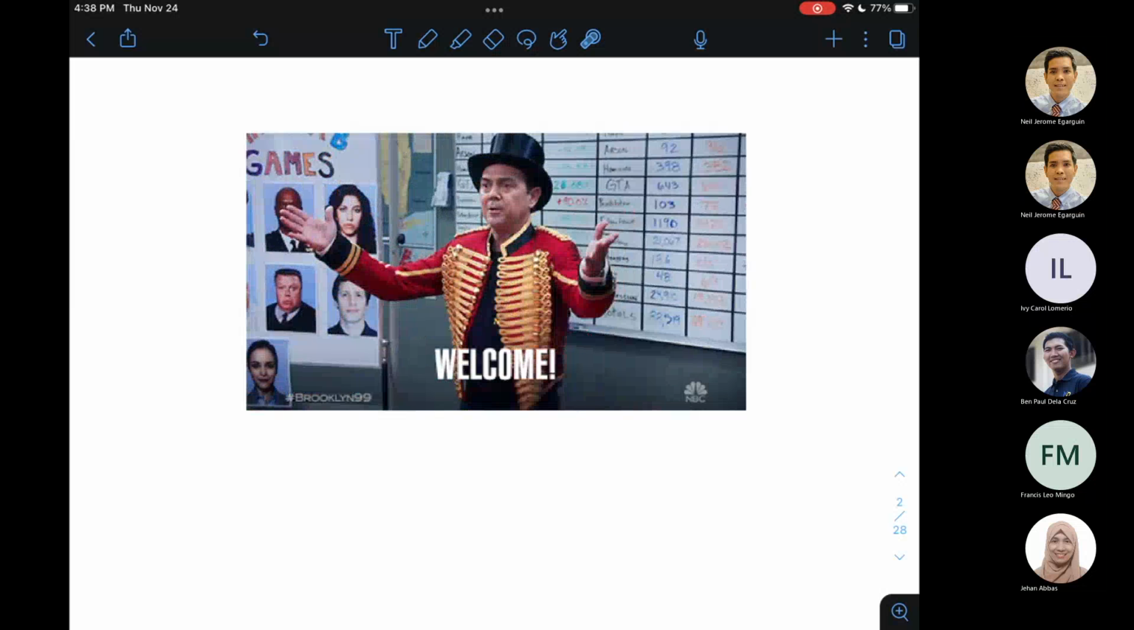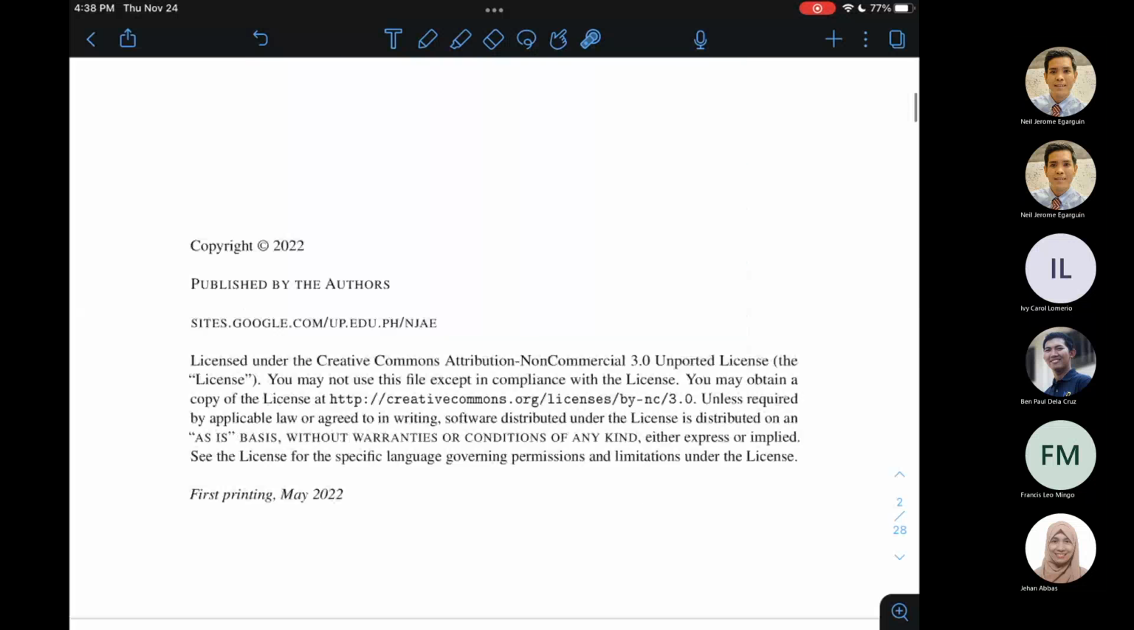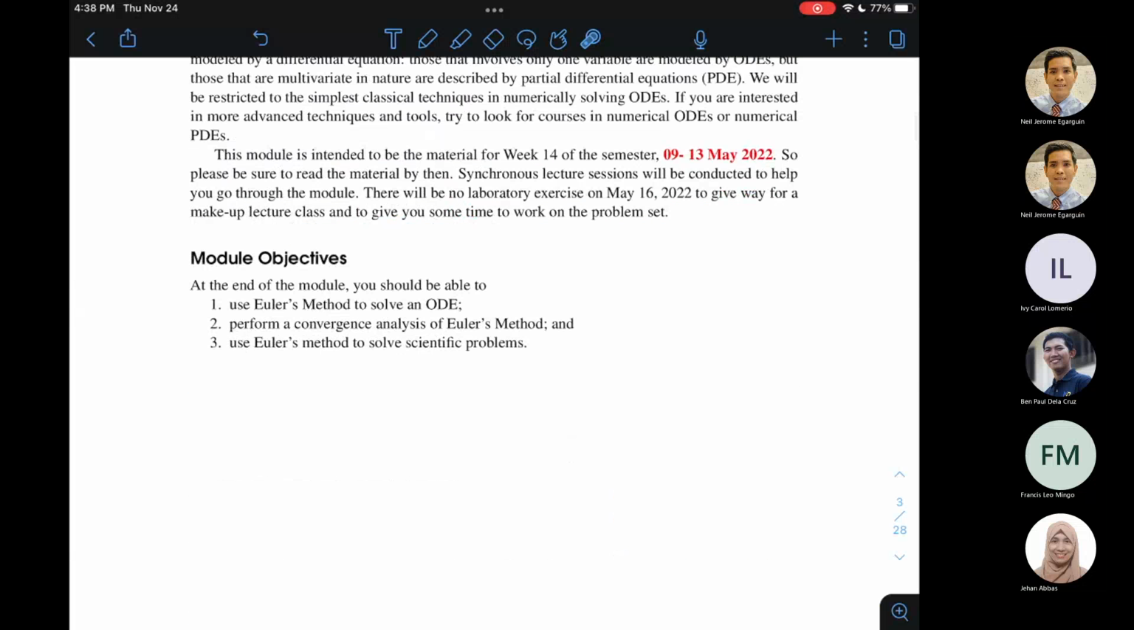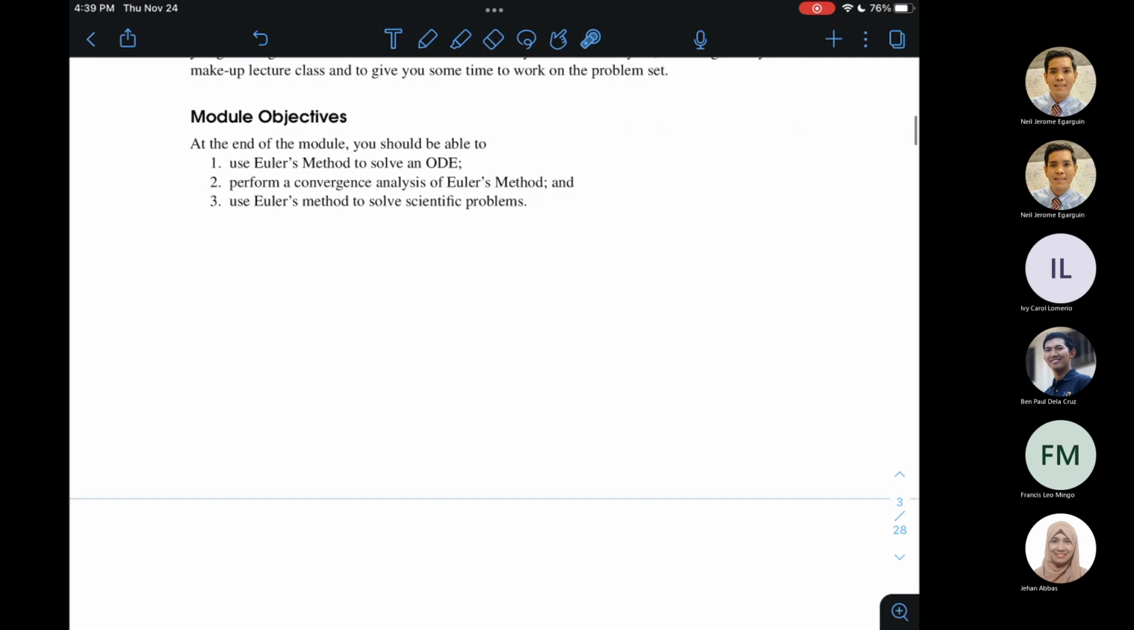Okay? So the objectives for this first module that I shared with you is to first use Euler's method to solve an ordinary differential equation, do an error and convergence analysis of Euler's method, and use Euler's method to solve scientific problems. Let's see if we can go with number 3. Pero definitely number 1 and number 2 will be done.